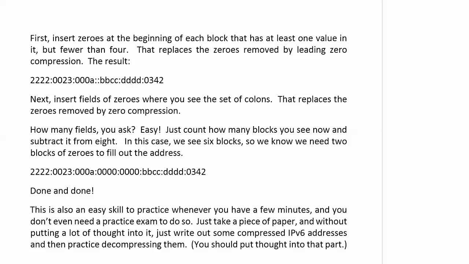Well, we know this. All you've got to do is count the blocks you see now and subtract it from 8, because we know we always have to end up with 8 blocks with a full IP version 6 address. And the deal is you put 2 blocks there in the middle, just like you see, and you are done.